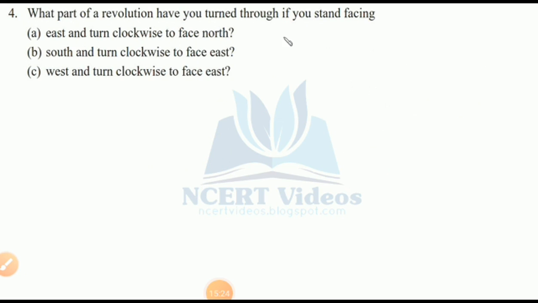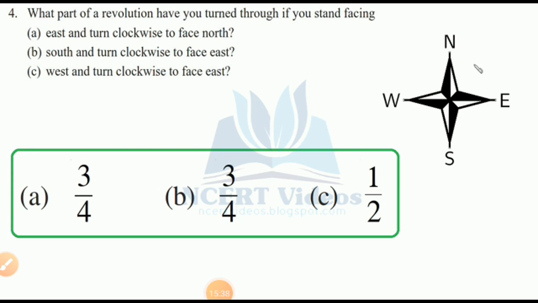What part of a revolution have you turned through if you stand facing east and turn clockwise to face north? South and turn clockwise to face east. Yes, you are seeing these types of symbols in so many places, so you can get the idea easily. Each direction has a 90 degree or right angle. West and turn clockwise to face east. You just have to stand on the particular direction and move according to the question. Or put the arrow and you can see where you have to move.